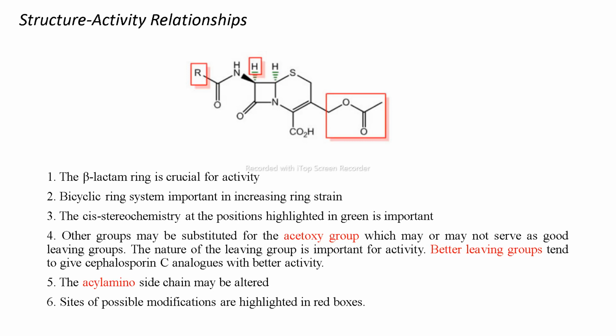So, what is the structure activity relationship of the cephalosporin? This beta-lactam ring is crucial for the activity. Of course, the beta-lactam ring is required to show its bactericidal action. Then, the bicyclic ring system is important in increasing ring strain. So the rings should be fused with each other, so it should be a bicyclic ring system. Then the cis stereochemistry at the positions highlighted in green is important. So over here, these two hydrogens should be in a cis arrangement.